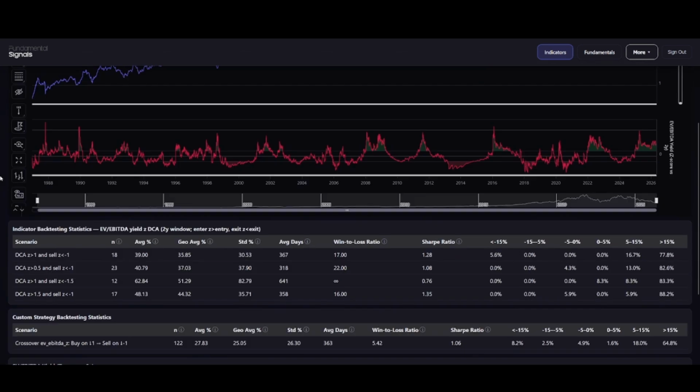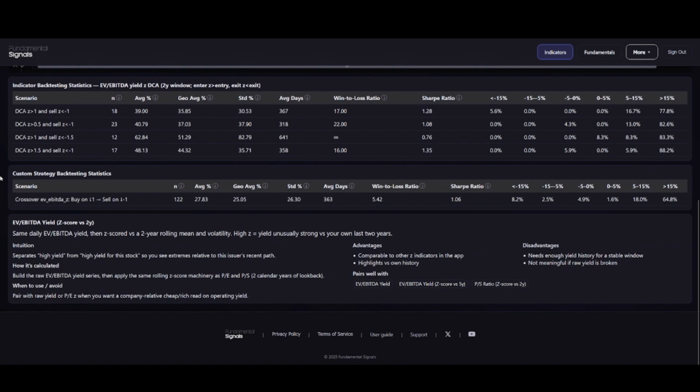So this indicator has more noise. It's more noisy, going up and down much more than the other one. That's why you get more occurrences of this indicator giving the signal, 122 times, and you would lose money, let's say 15% of the time, but the rest of the time you would gain something. 64% of the time you would gain more than 15%.